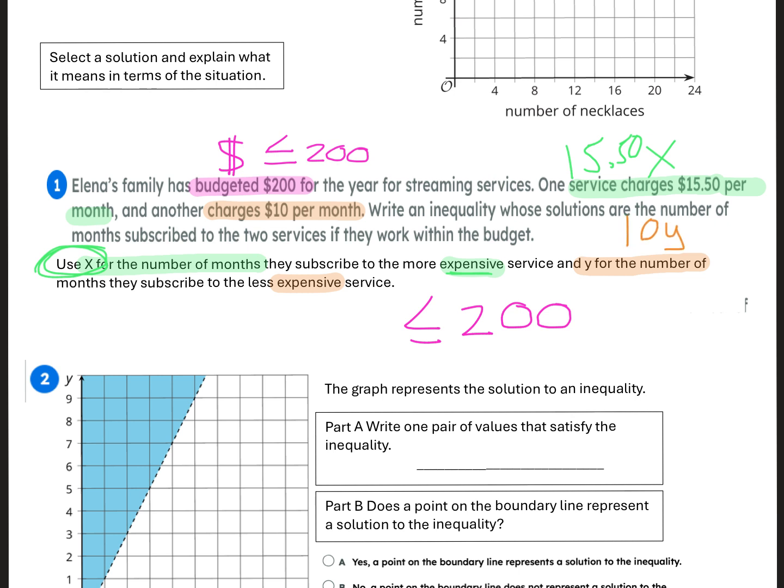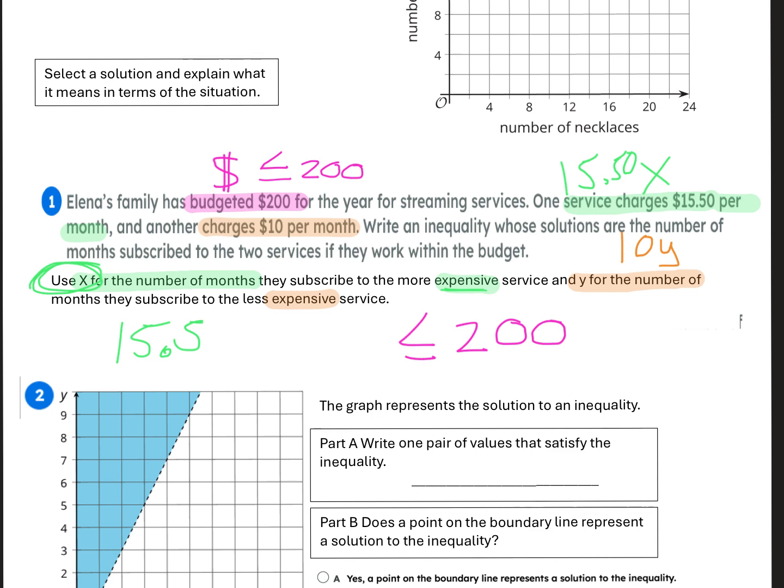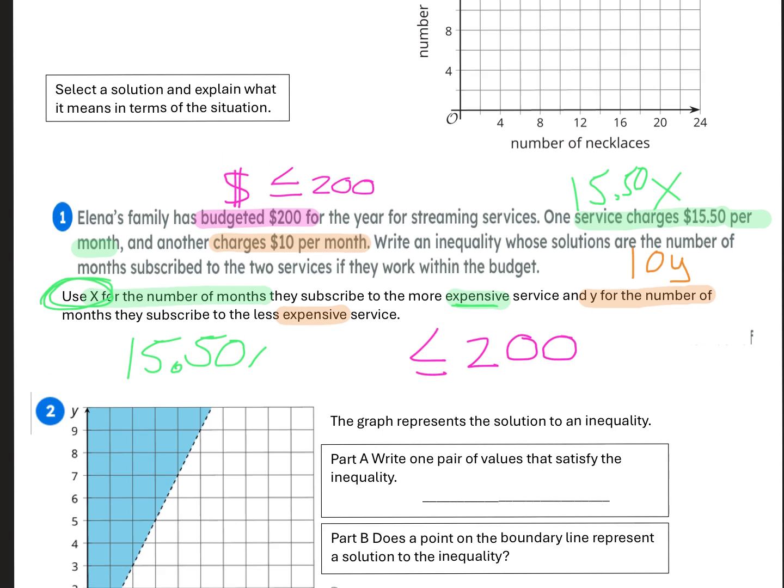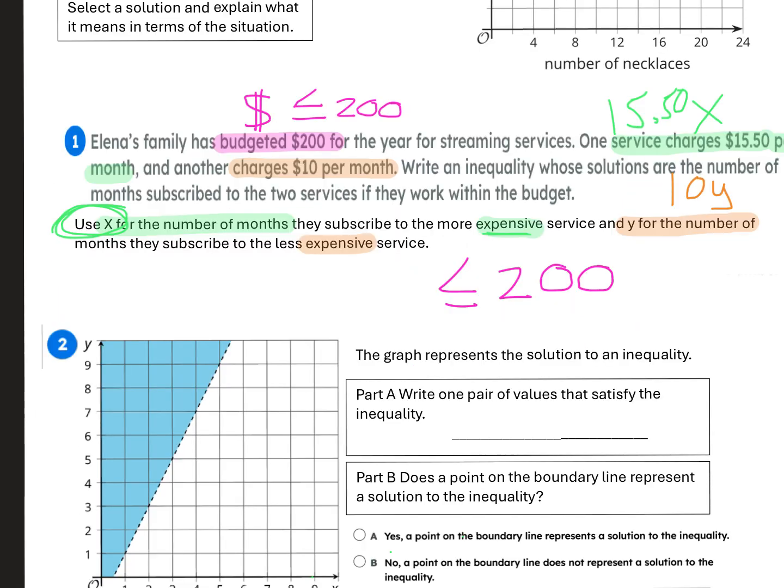So our final inequality that we should have is $15.50 times X plus 10Y is less than or equal to 200.